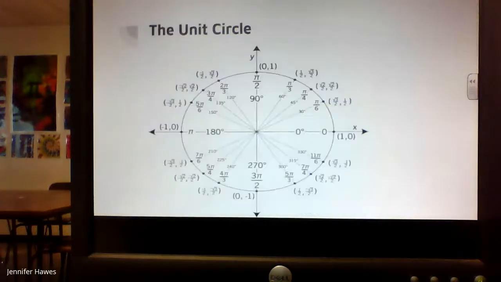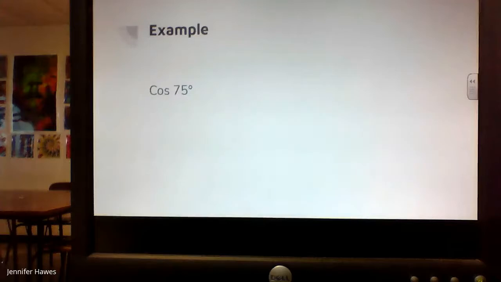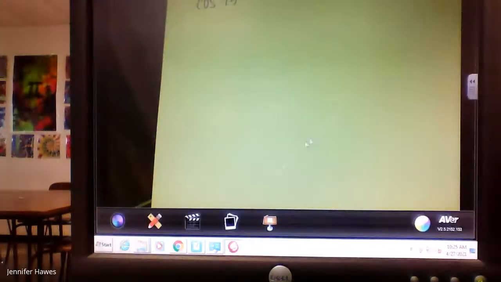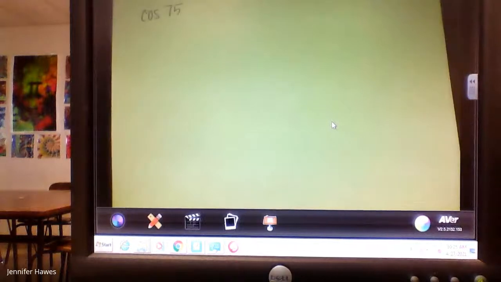Okay, so unit circle, you have that. We're going to look at cosine 75. That's the example I'm going to do here. What you're going to do is look on your snowman, snow person. Find me two numbers that add or subtract and give me 75.